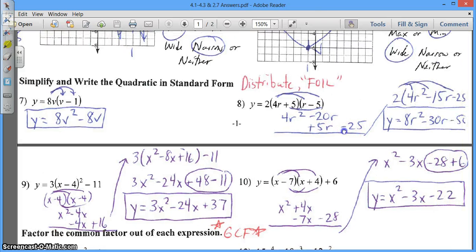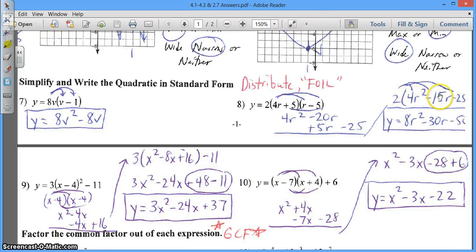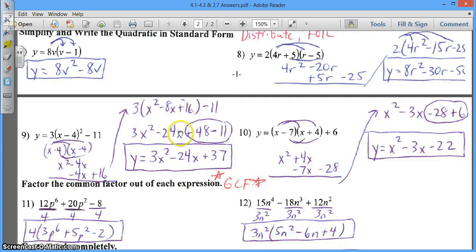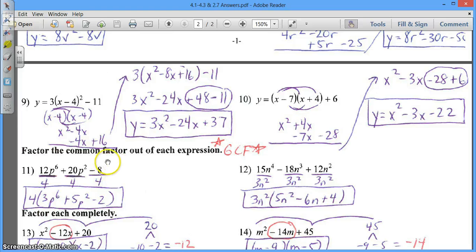Okay, and from there I got 4r squared minus 15r minus 25. Then I had to distribute that 2, that number that was out in front of the parenthesis. So I'd get 8r squared minus 30r minus 50. Now, if you wanted, you could have distributed that 2 to one of those parentheses first and then distribute it. Remember, though, you only distribute the 2 to one of these parentheses, not both. Okay, so that's what you do for 9 and 10 also.